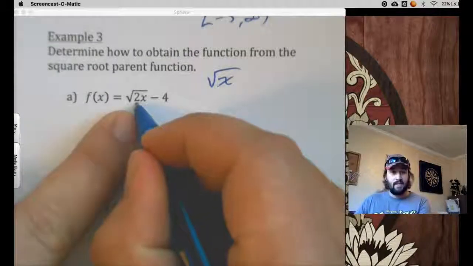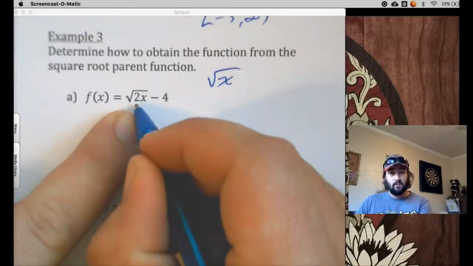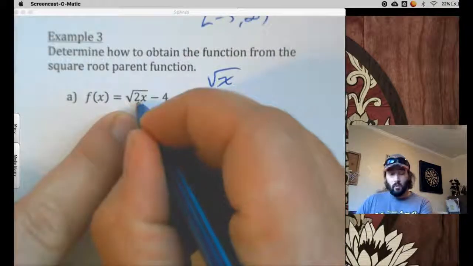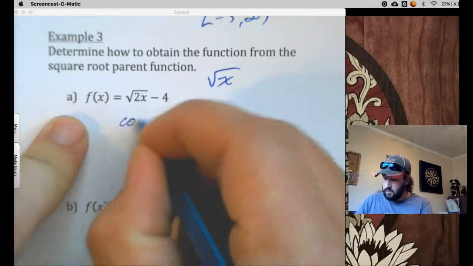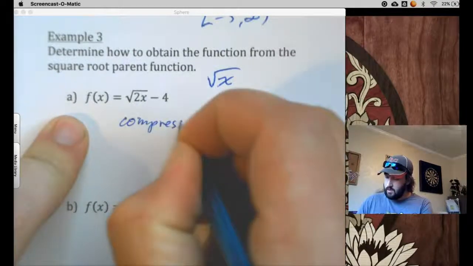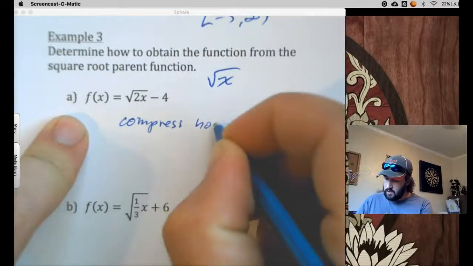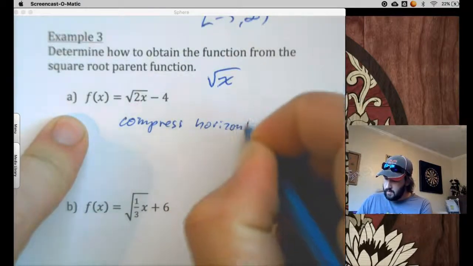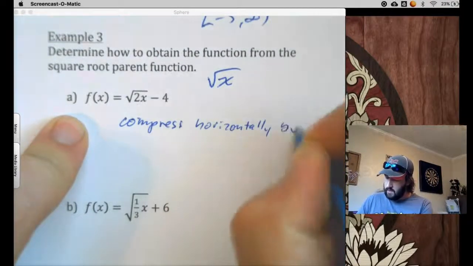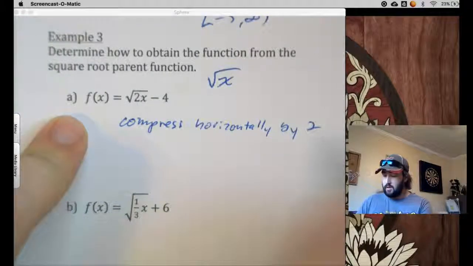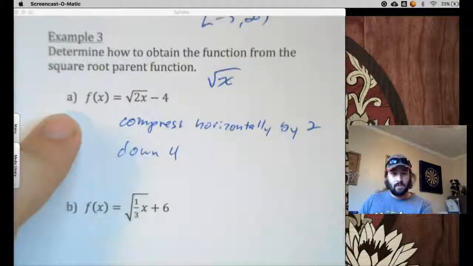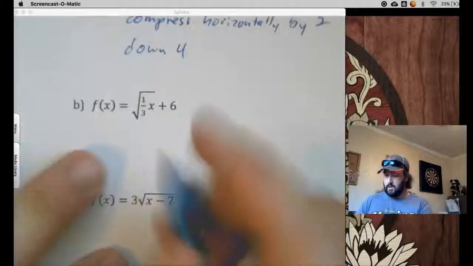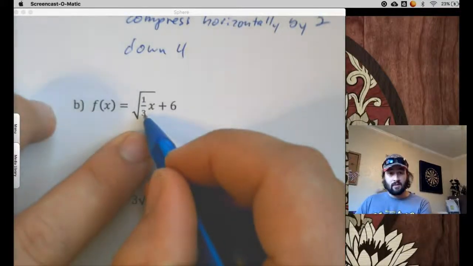So again, inside with the x, it's going to do the opposite of what you think. So instead of multiplying my x's by 2, I'm going to divide them by 2. So it's going to compress horizontally in the x direction by a factor of 2. Then that minus 4 is on the outside, so it's going to move everything down 4. That's it.